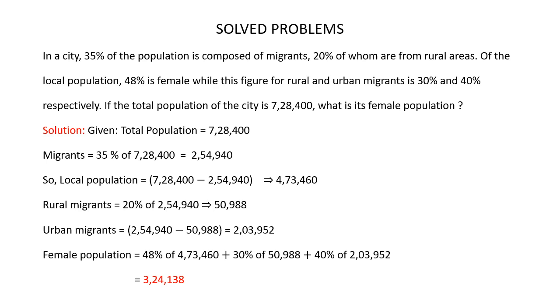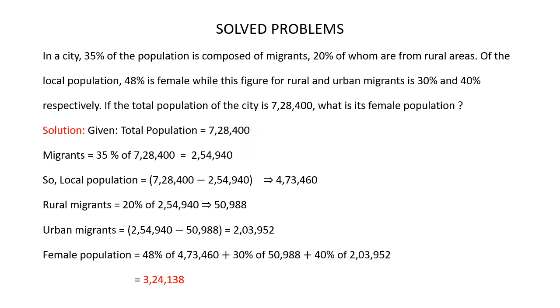So let's start solving. Now it's given that the total population of the city is 7,28,400. Now it's given that 35% of the population is migrants. So migrants is equal to 35% of 7,28,400, which is 2,54,940. So there are 2,54,940 migrants.